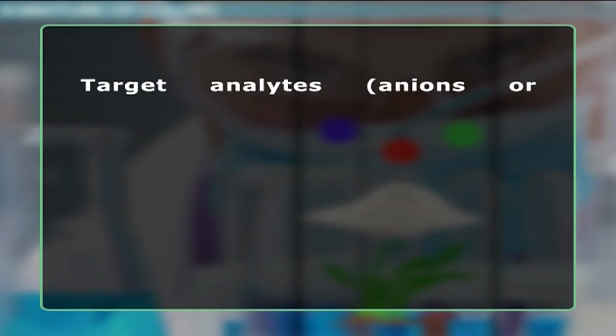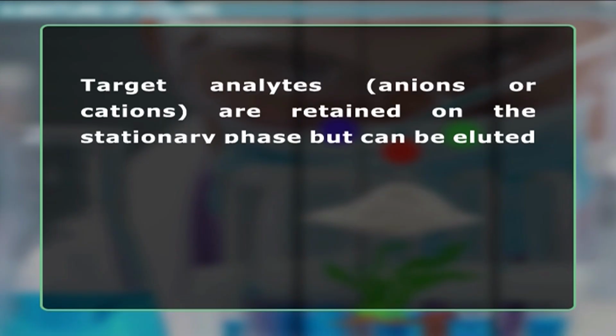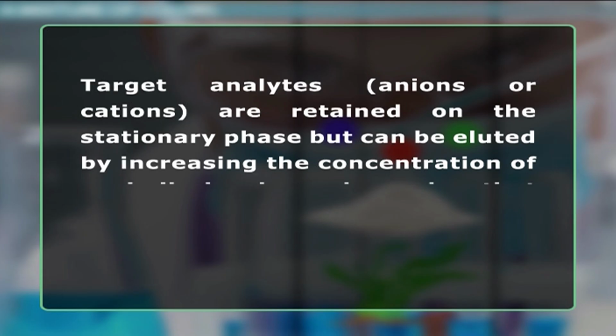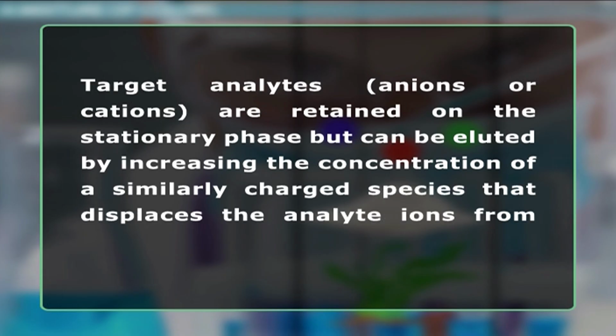Equilibration of the stationary phase is needed in order to obtain the desired charge of the column. If the column is not properly equilibrated, the desired molecule may not bind strongly to the column. The target analytes, that is anions or cations, are retained on the stationary phase but can be eluted by increasing the concentration of a similarly charged species that displaces the analyte ions from the stationary phase. For example, in cation exchange chromatography, the positively charged analyte can be displaced by adding positively charged sodium ions.